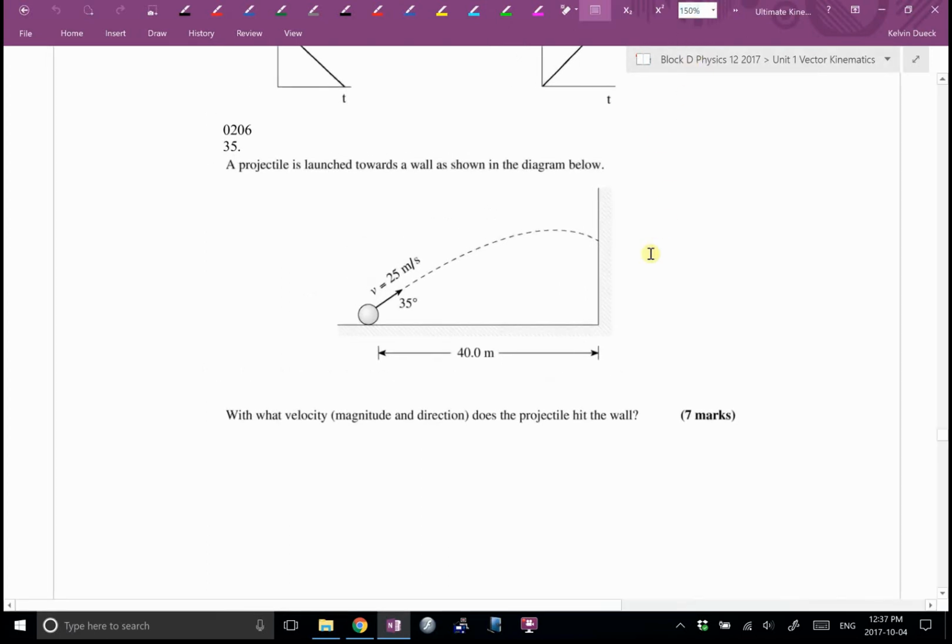But just to show you what we're capable of dealing with, question 35 from the Ultimate Review. It says the projectile is launched towards the wall as shown in the diagram below. With what velocity, magnitude, and direction does the projectile hit the wall? Apparently, we can handle this, and we can. If I've done my job right, Eric, I won't teach you a single new thing for the next 15 or so minutes. We're going to be stubborn and clever.